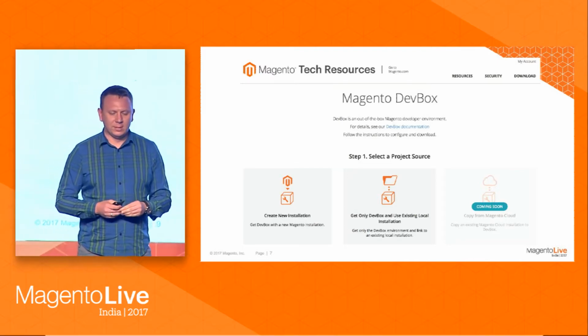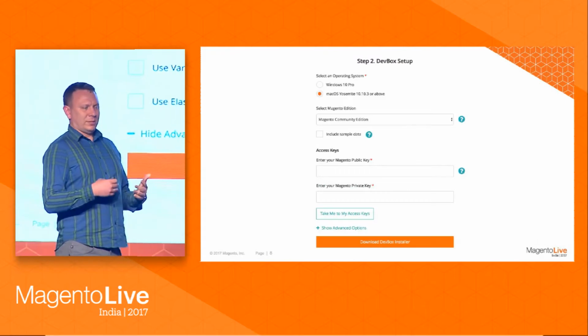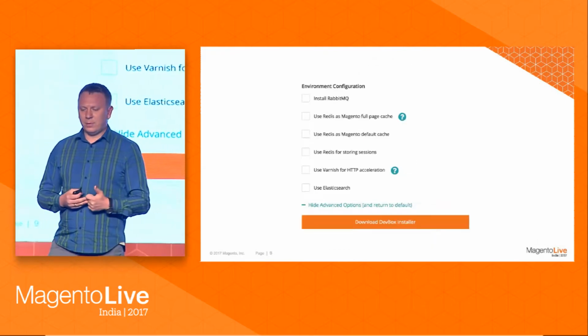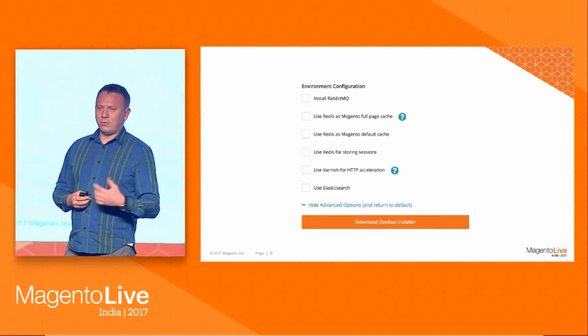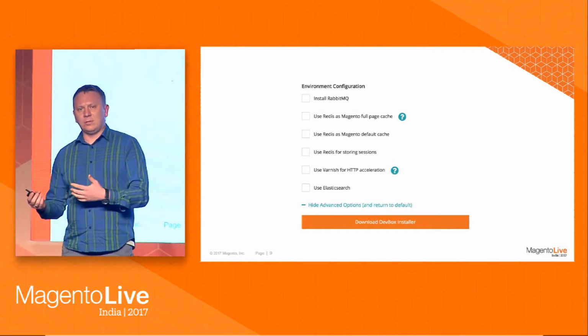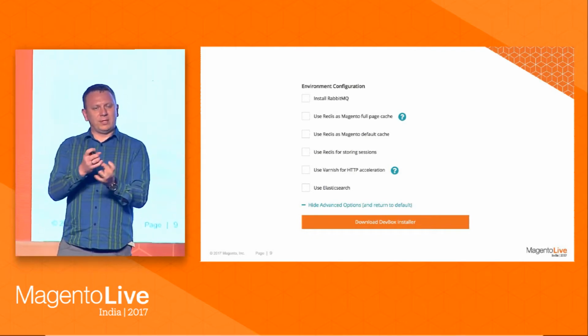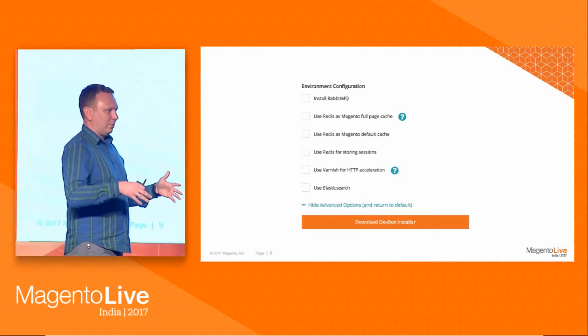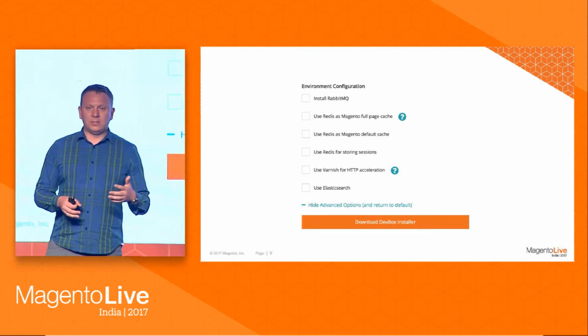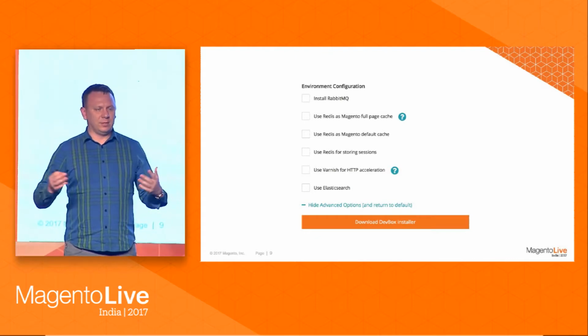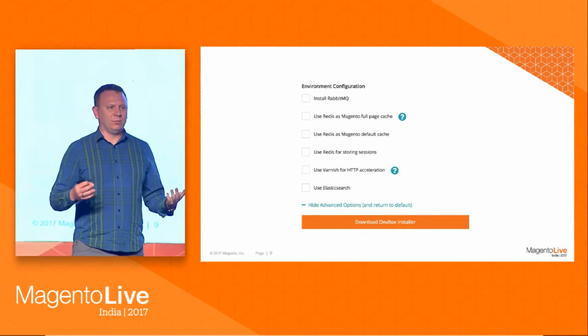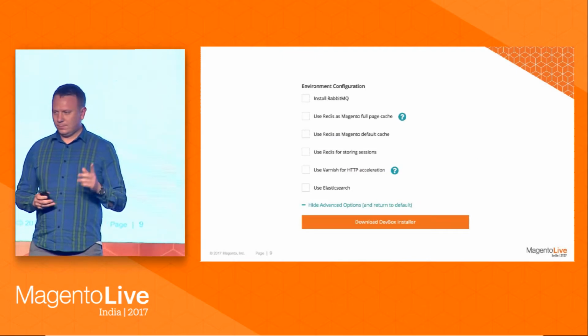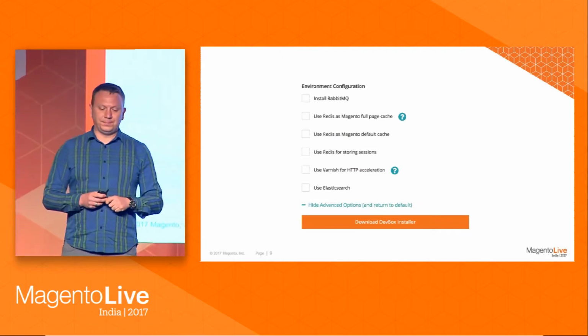Interesting part of it, you can use more advanced settings, like install RabbitMQ for enterprise, Redis, use Varnish, or Elasticsearch. So basically, this box will configure everything for you, spin up these instances, and you're going to have a running environment on your local machine, already set up and configured, and you basically need to just start to change code and do development. I really recommend using it.